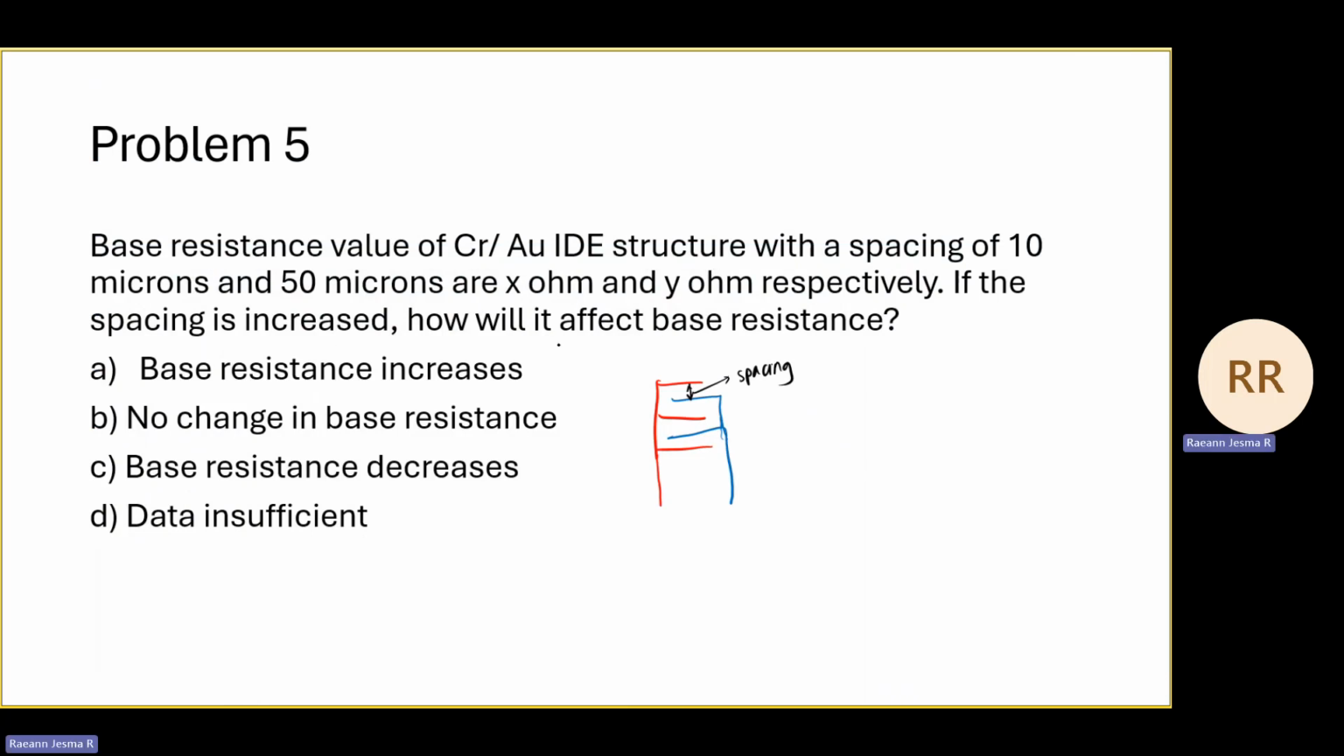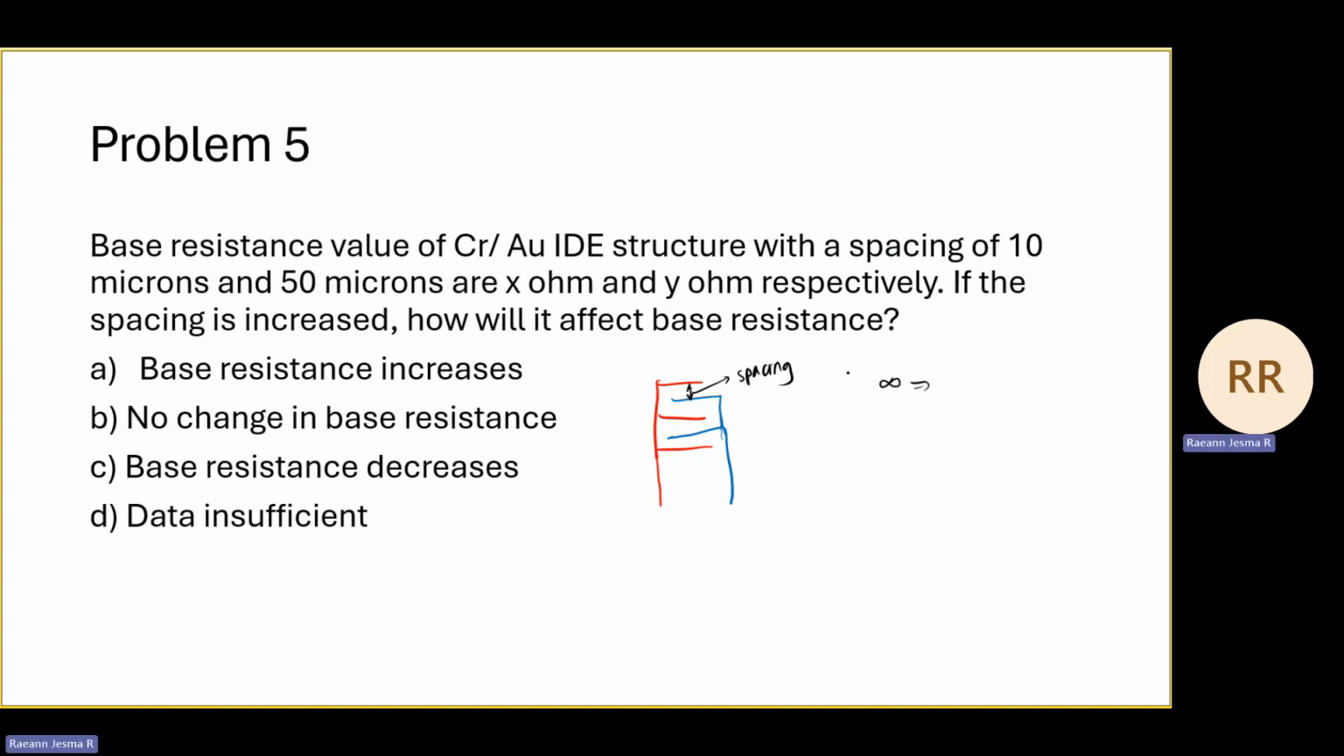So if the spacing is increased, how will it affect the base resistance? So let's say we are not having any sample between these two IDEs. Then what will be the resistance of the IDE? The resistance of the IDE will be infinity, right?